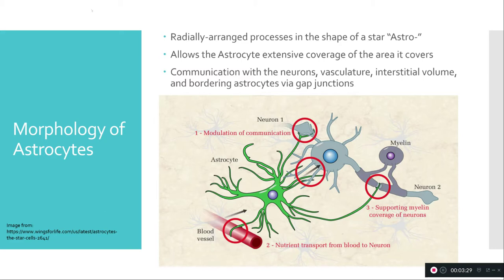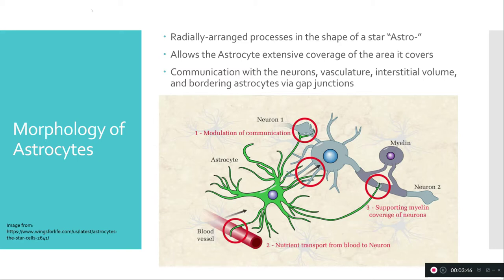Radially arranged just means that around the cell body of the astrocyte, you're going to have appendages coming out, kind of at every direction of the clock, basically. So they're very full of a bunch of feet. Think of them like octopi, or like squids.